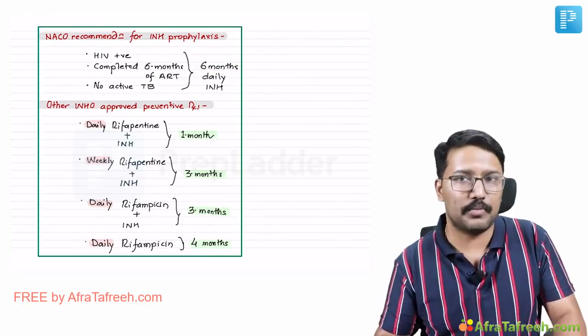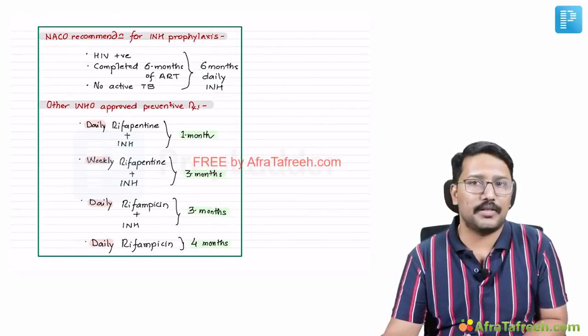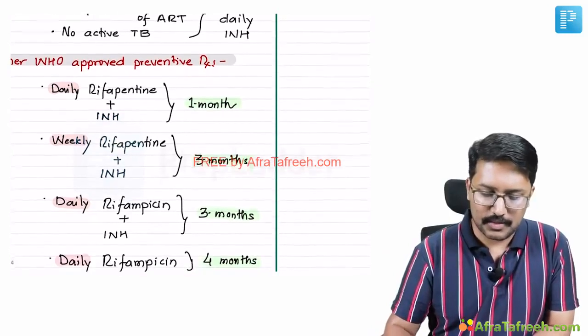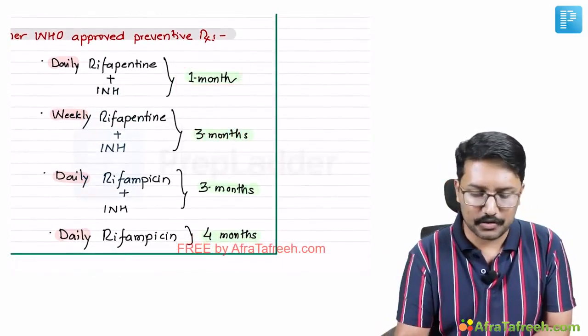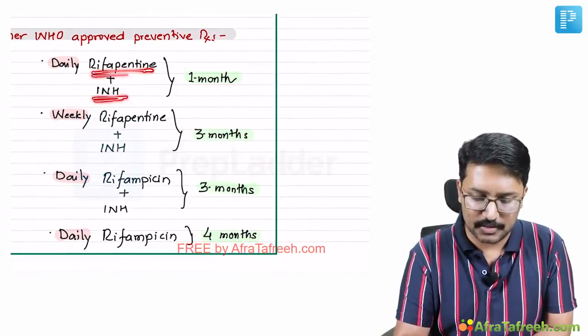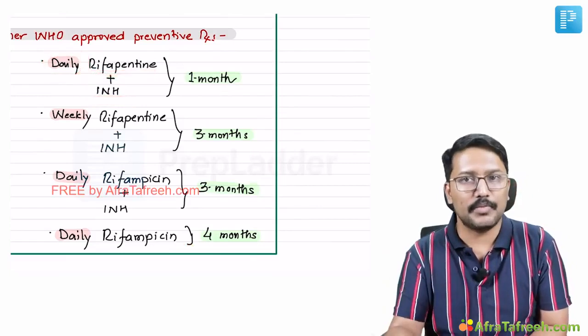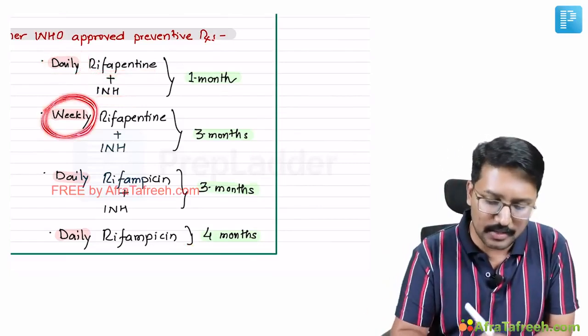Now, what are the WHO recommended regimens? WHO recommended regimens actually talk about combination treatments. There are multiple regimens. The first one is just a short regimen, right? 1 month regimen, a combination of rifampicin and INH. So here rifampicin and INH are given daily. The same combination of rifampicin and INH can be given as a weekly dose, right?